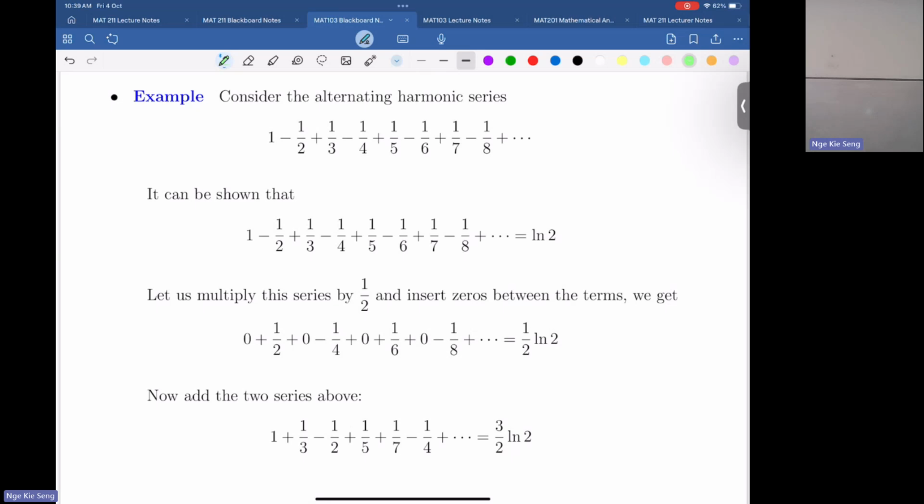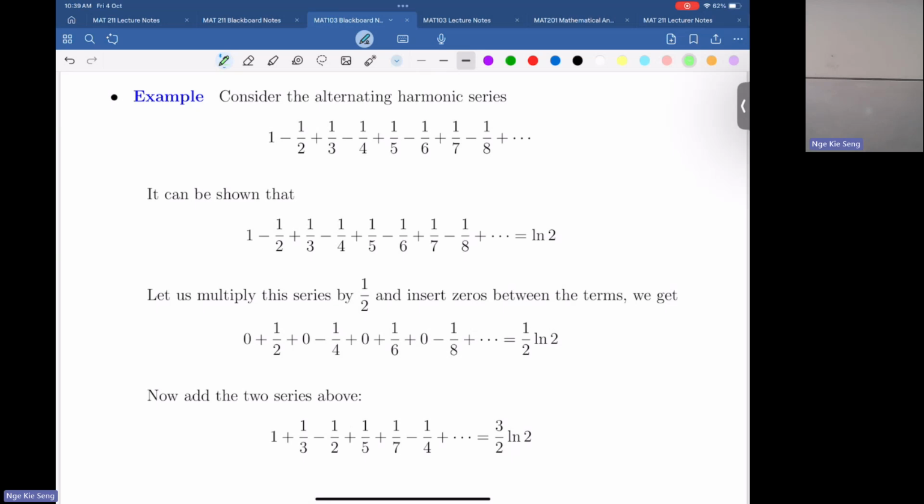Minus a half plus a half leaves 0. Nothing. 1/3 plus 0 leaves 1/3. And then minus 1/4, minus 1/3, 1/2. And then you plus again. And you see that all these terms appear from the alternating harmonic series with a rearrangement. Okay, you rearrange it. Can you see or not?